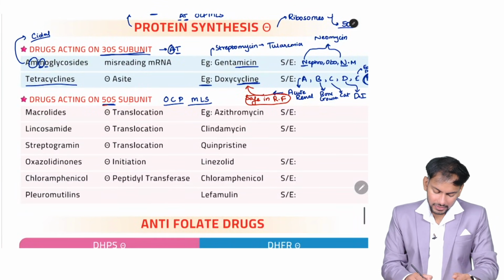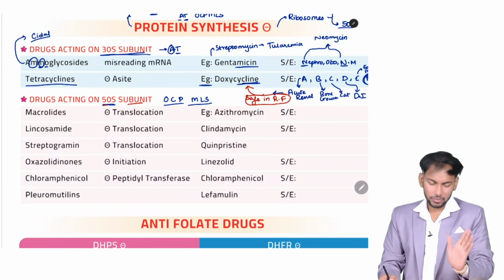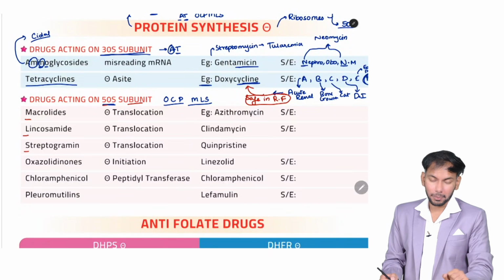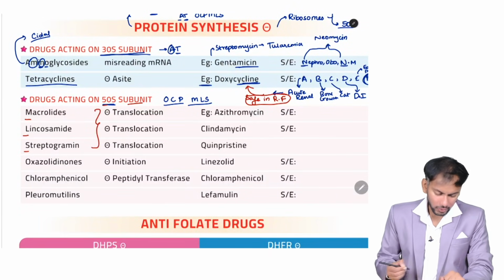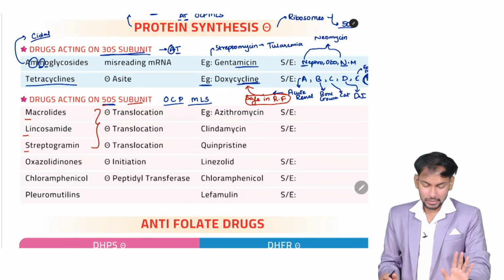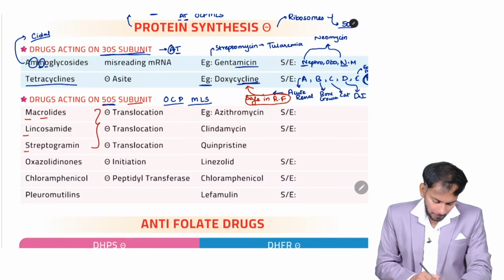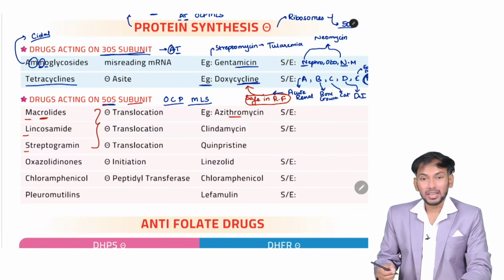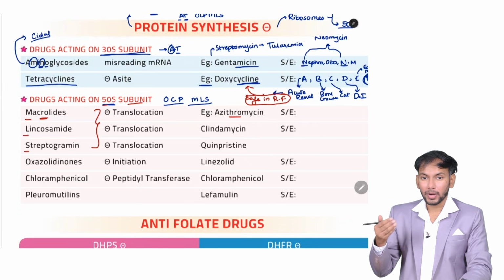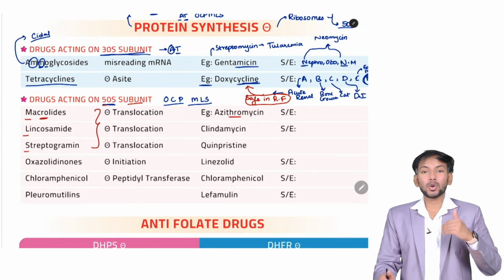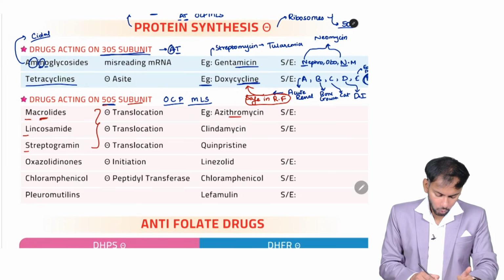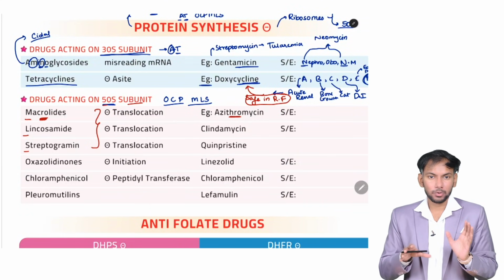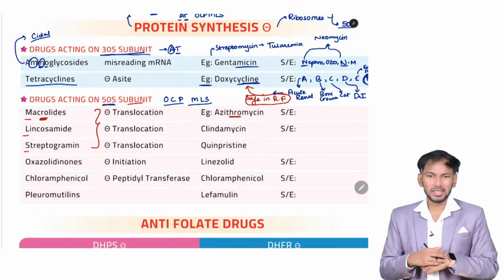Now, coming to the drugs acting on the 50S, these are OCP, MLS. First, we will see MLS drugs. M means macrolide, L means lincosamide, S means streptogramin. All these drugs will block translocation. If you see here carefully, macrolides, these are macro. The drug is azithromycin, a macrolide. Remember this: romycins are macrolides. Mycins are aminoglycosides, but romycins are macrolides. An easy way to remember this.